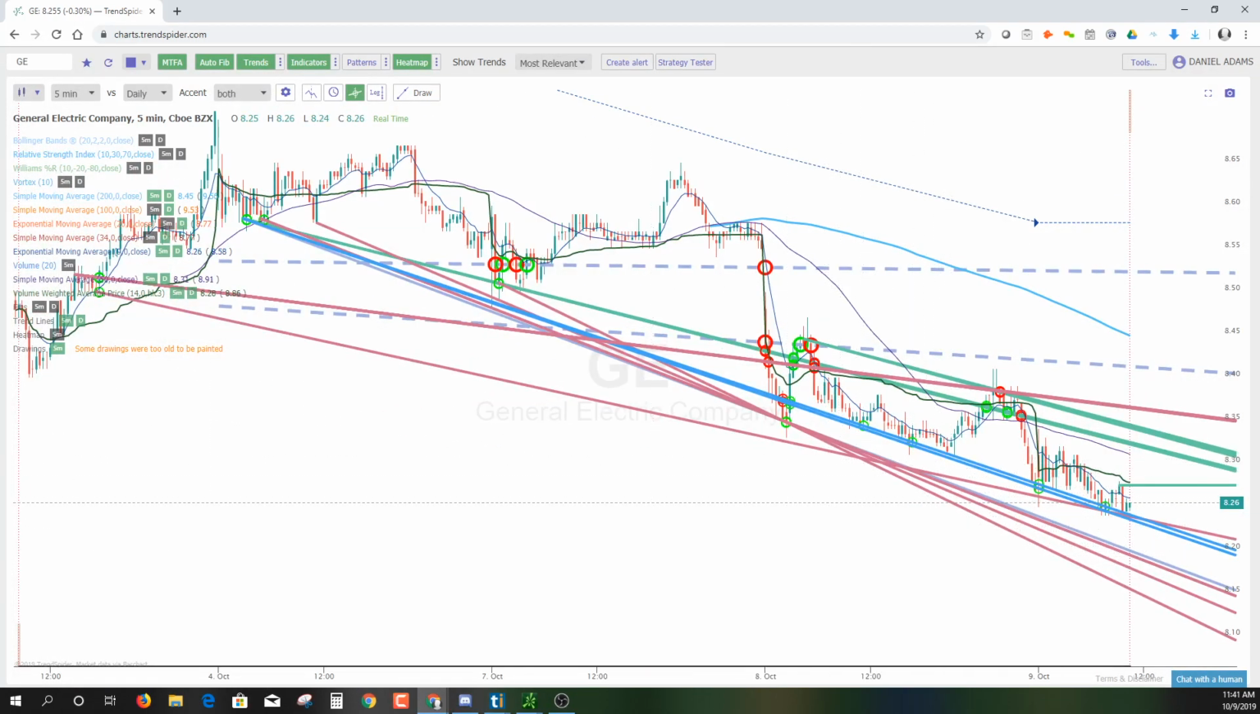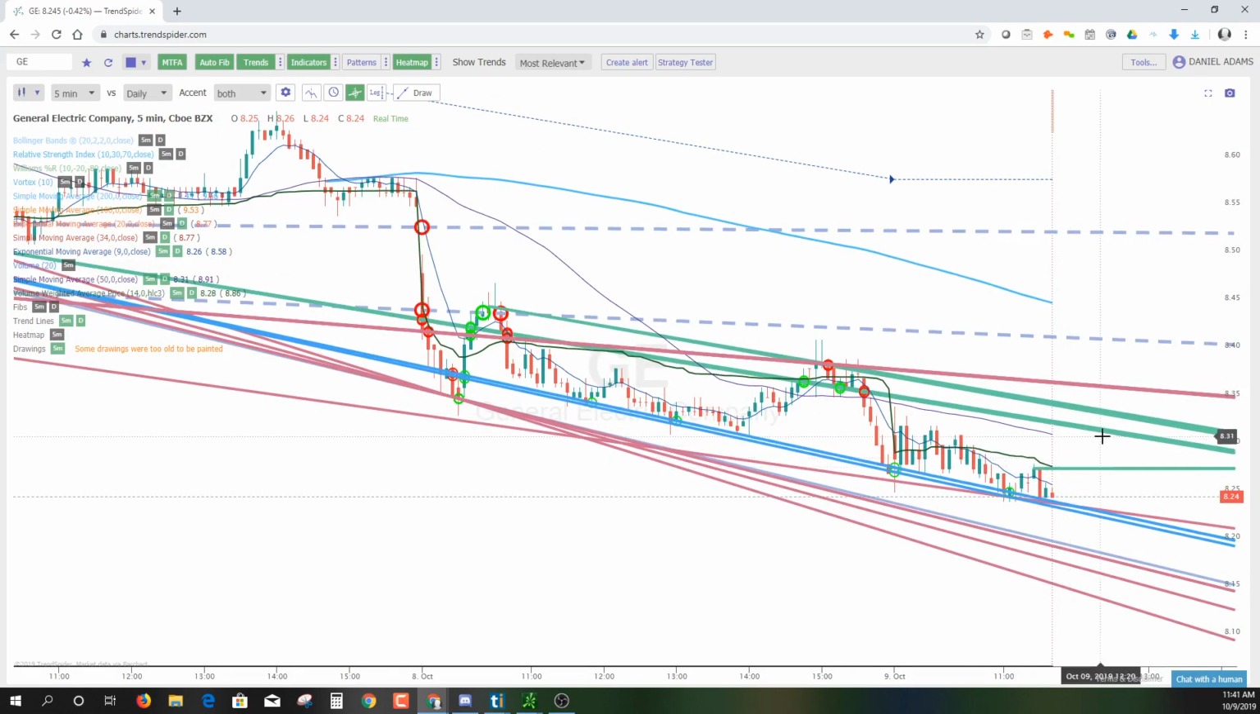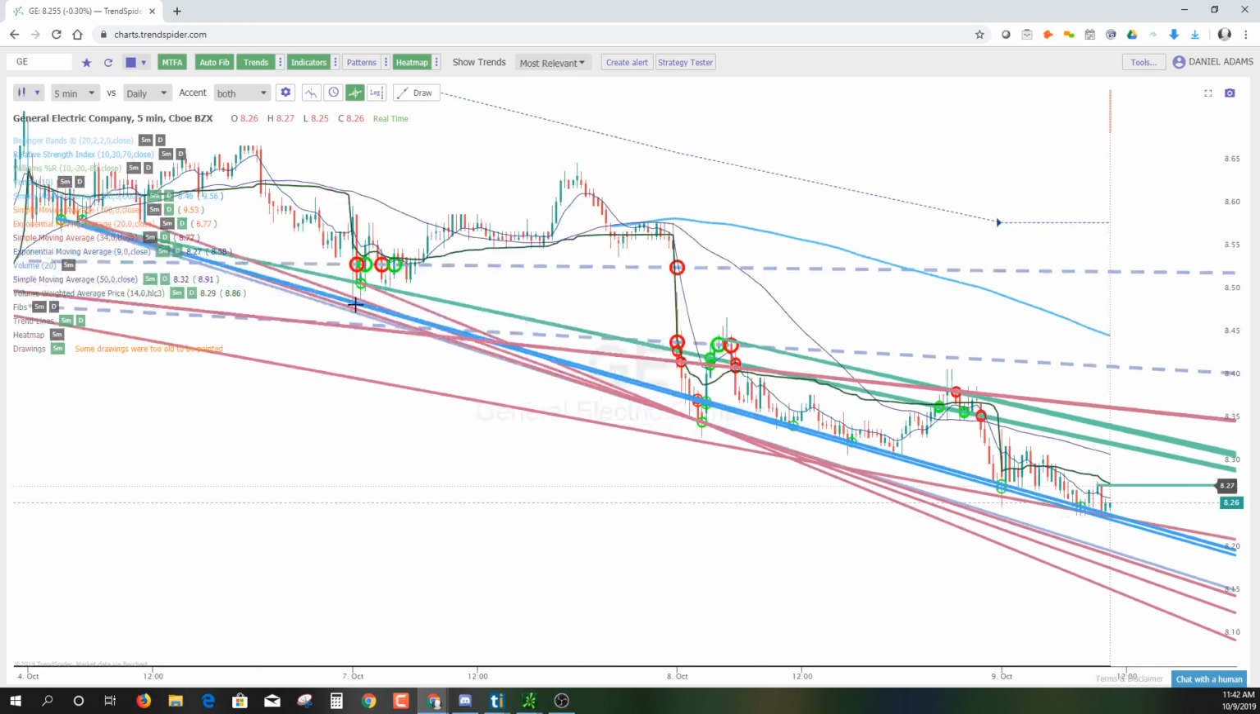Just taking a look at the GE down channel. Been stuck in this down channel today. This blue line has been pretty strong support for a bounce, so we'll have to keep an eye on that and see if that potentially bounces. There's not a great risk reward on it. This is a pretty tight channel, 10-cent channel, so I usually look for something a little bit more.